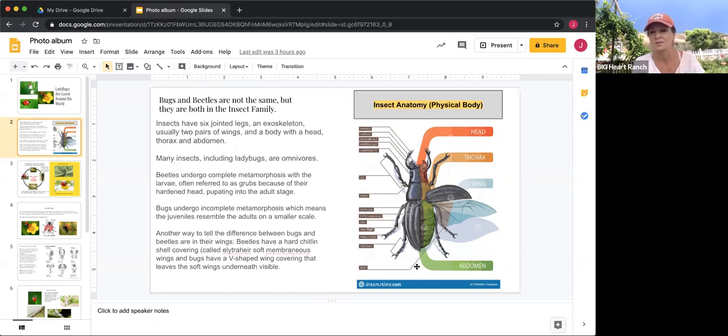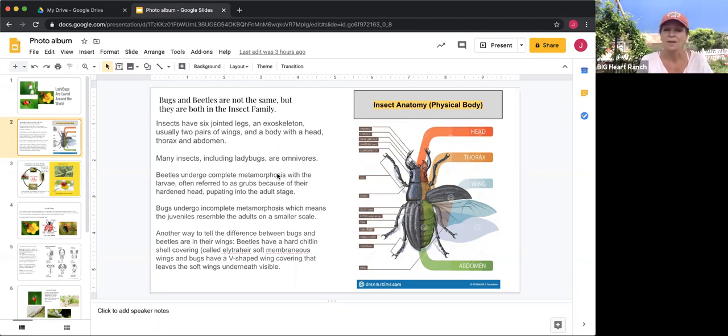Many insects, including ladybugs, are omnivores, which we know what omnivores are, right? They eat other insects. Omnivores eat plant and, in this case, it's going to be an insect. So you'll find that they can eat aphids or mealybugs or scale or any type of other insect that's a pest in your garden. Ladybugs will gobble that up. If they don't have access to pests, they'll also eat the nectar or the pollen from flowers, so they can survive on those two things as well.